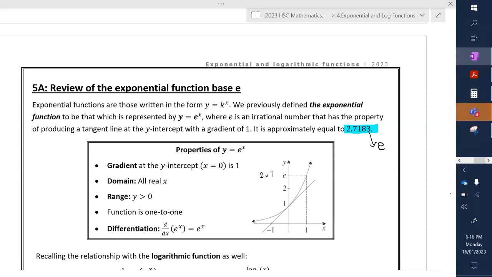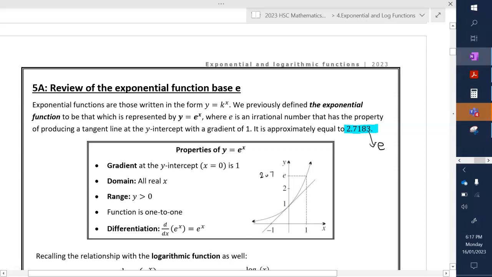Exponential functions are those in the form of y equals k to the x, where k is some constant and we've got an x raised to the power. We previously defined the exponential function to be that which is represented by y equals e to the x, where e is an irrational number, 2.7183, and it keeps continuing on. It has the property of producing a tangent line at the y-intercept of gradient 1.